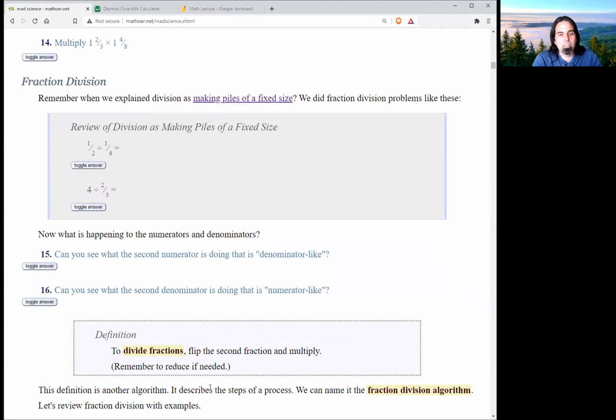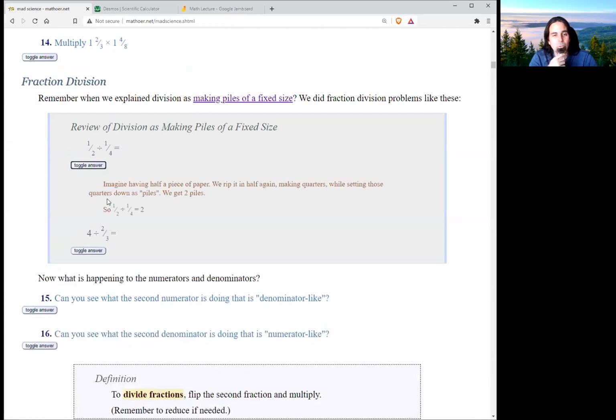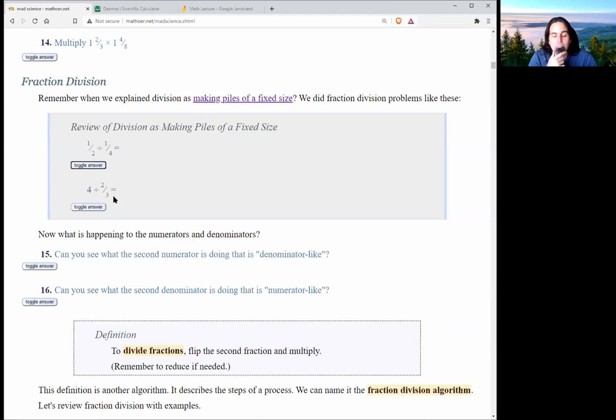Okay, enough of multiplying. Let's talk about dividing. This part here on the screen is something for you to stare at and kind of meditate about at home. Why does fraction division work? We talked about making piles of a fixed size as understanding division, problems like this that we could just talk ourselves through, ripping up papers and so on. So if you think about it and see what's happening that's numerator like or denominator like, you can actually understand why the division process works. But that's not something I can really briefly tell you. You just have to kind of ponder it for a bit.